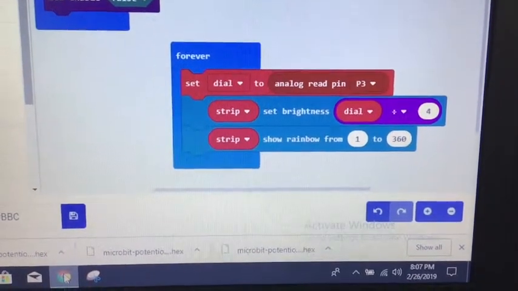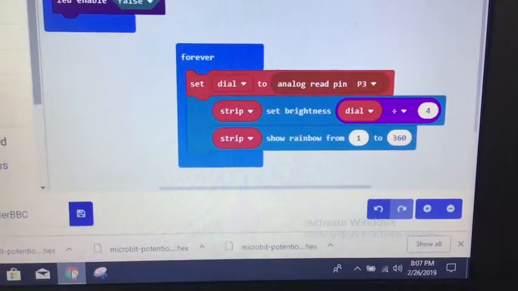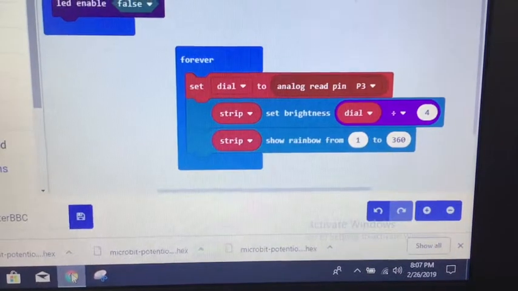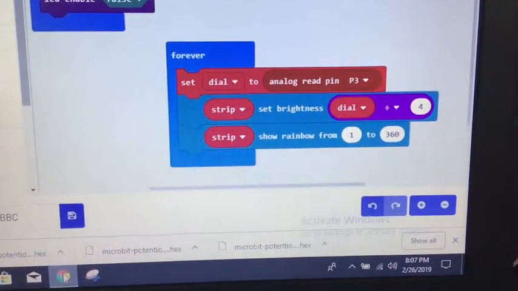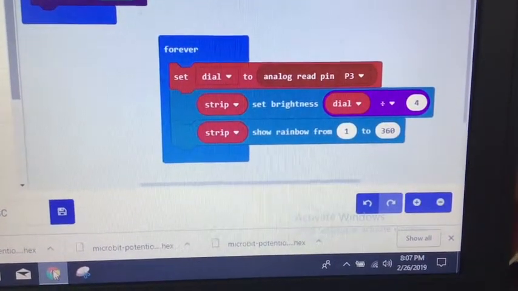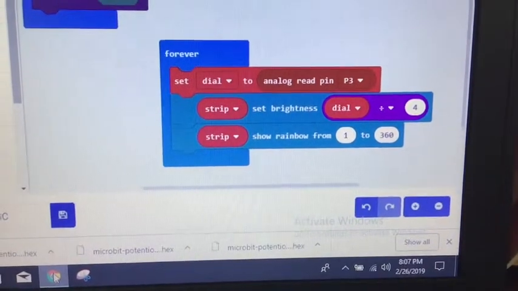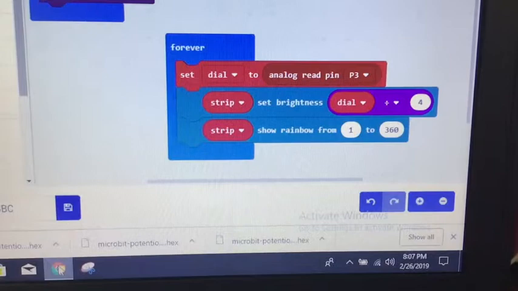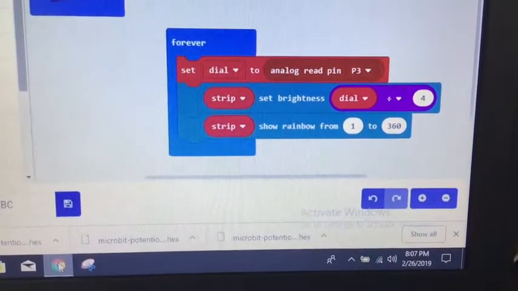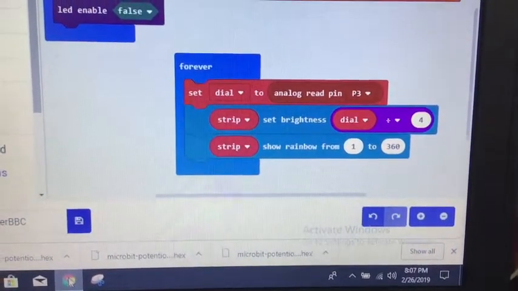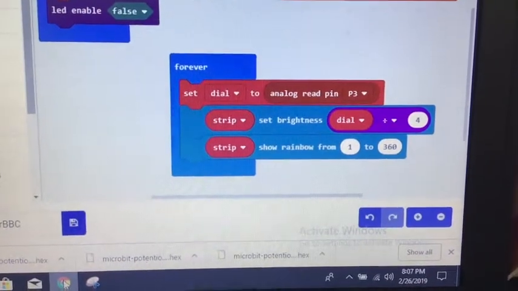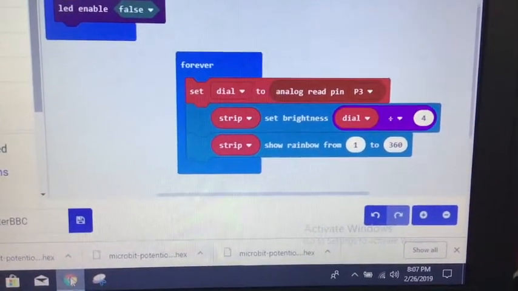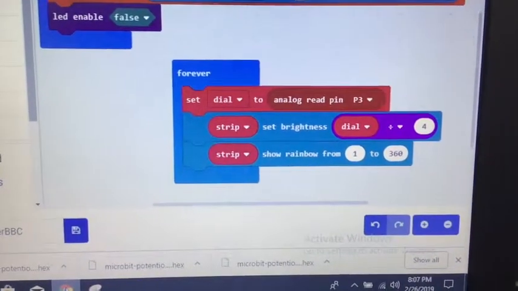And then I use some math and set the strip brightness. Now this is understanding that the brightness should go from 0 to 255. And understanding that the dial is bringing in the numbers 0 to 1023. So I divided them by 4. So 1023 divided by 4 is, like, 250 something. I didn't do the hard math.